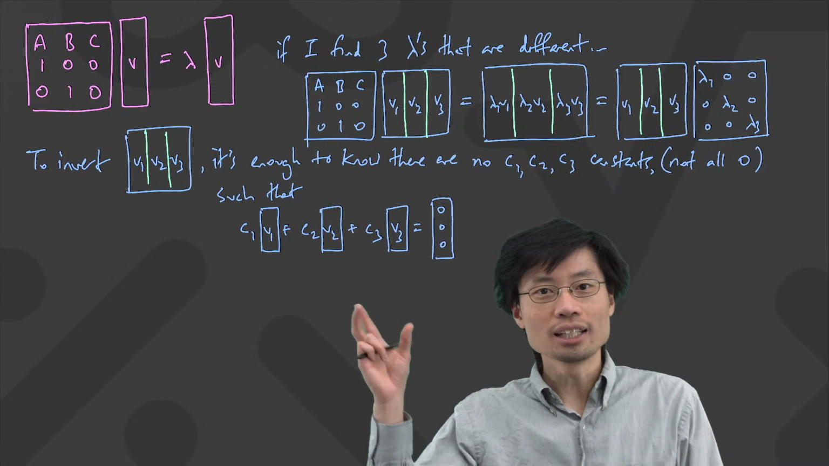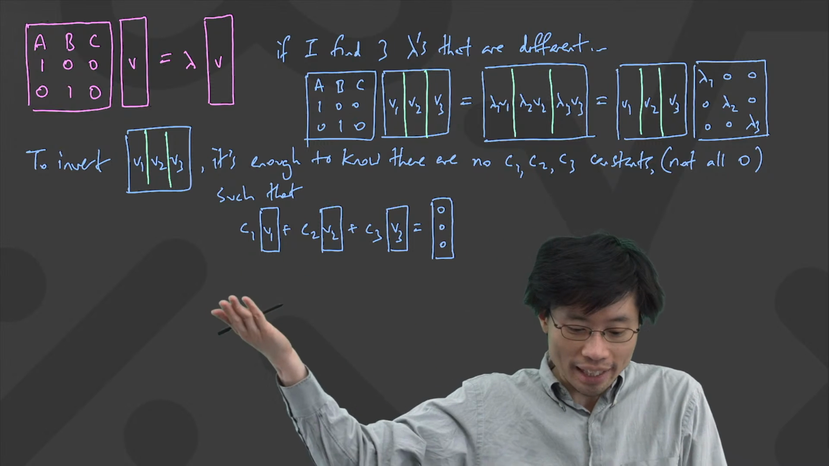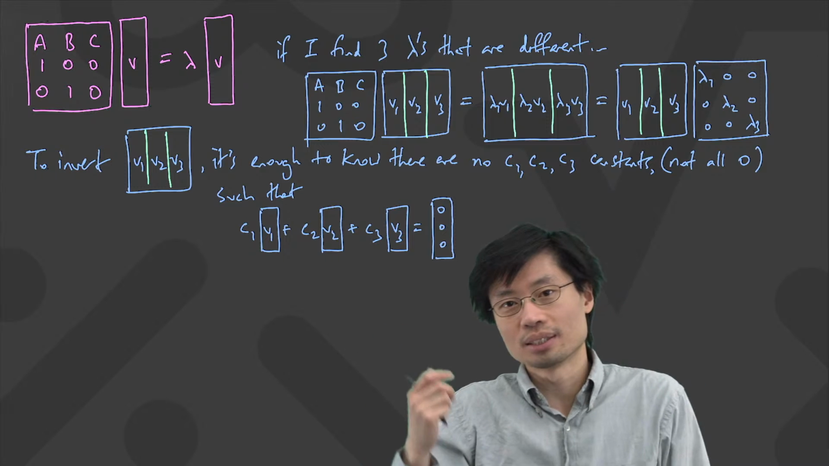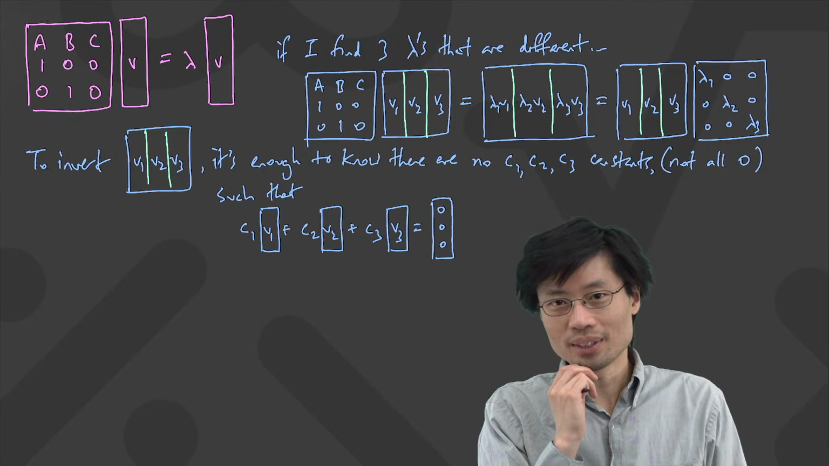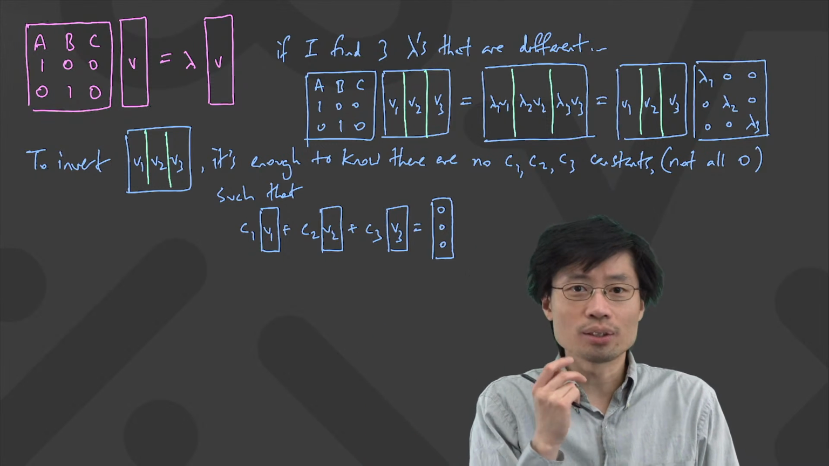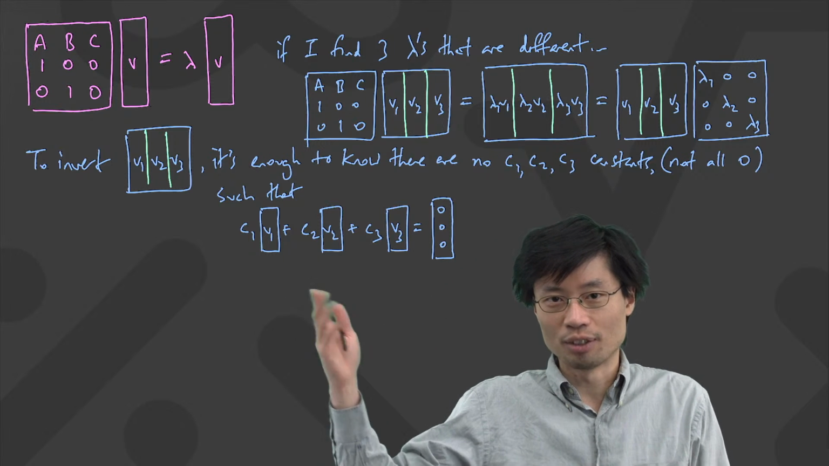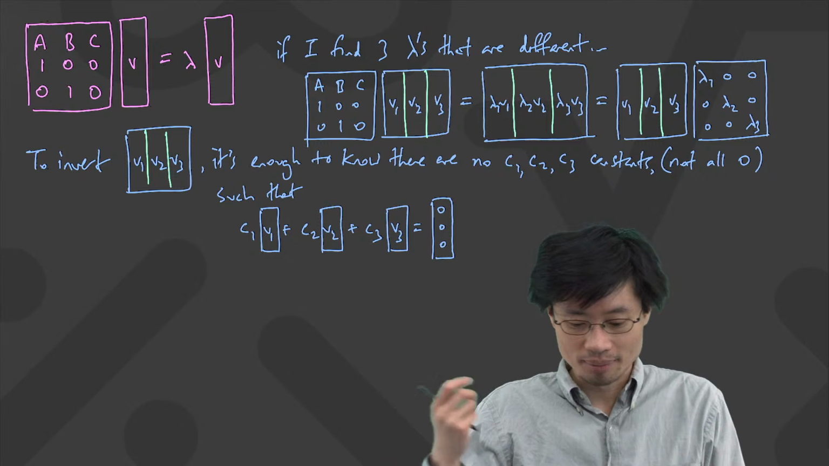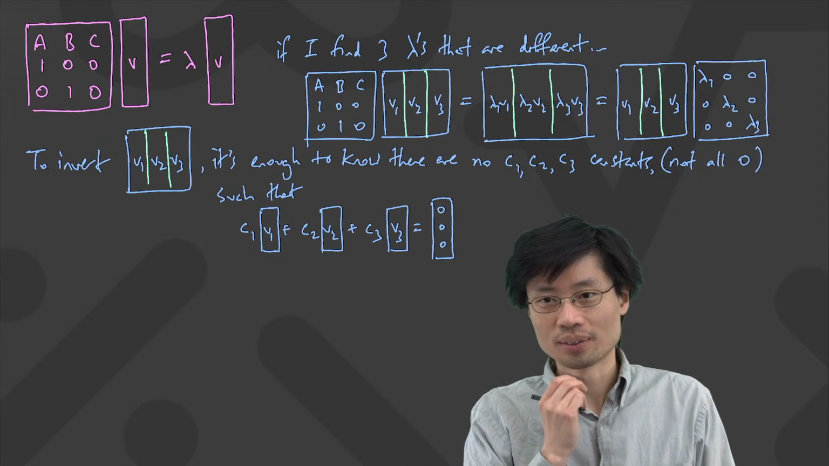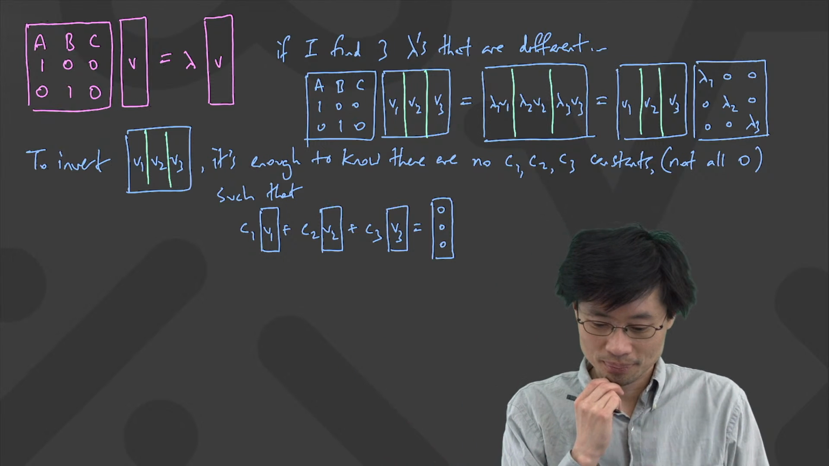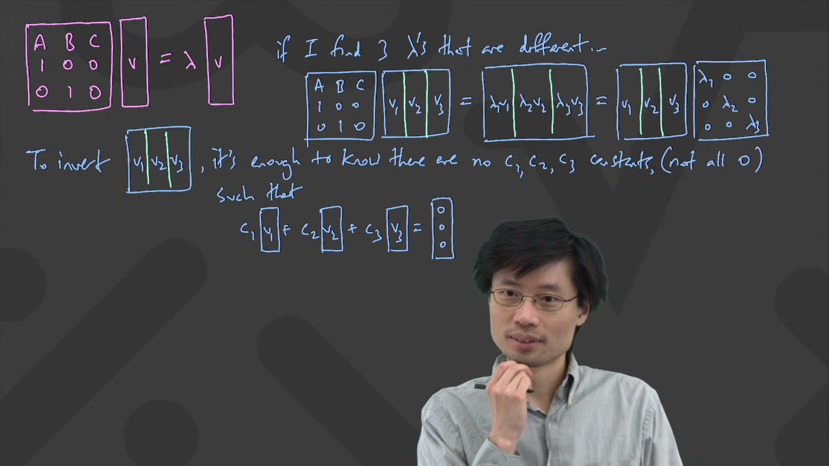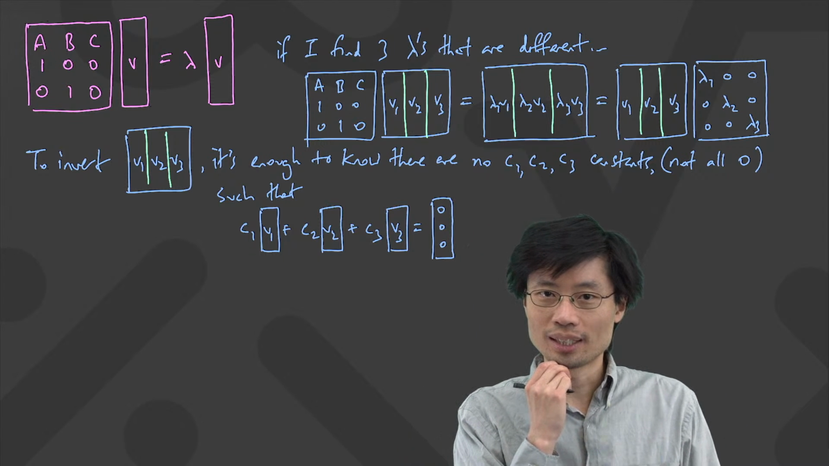So now I need to go and show that, if I had this thing, the C1, the C2, and the C3, they're all 0. What can I do to show that? All I know is that if I take the matrix and I multiply it by a V, like V1, then I happen to get lambda 1 times the V1. How can I do this?